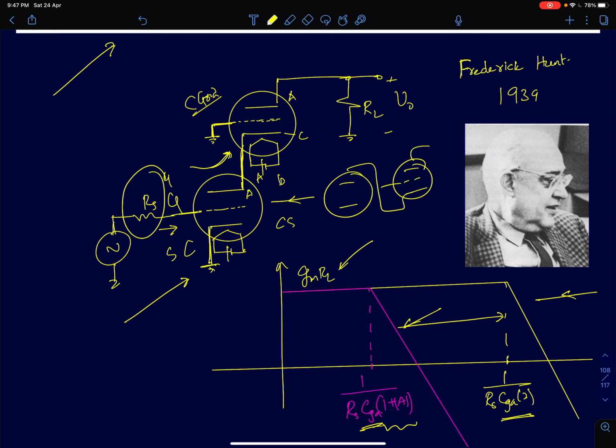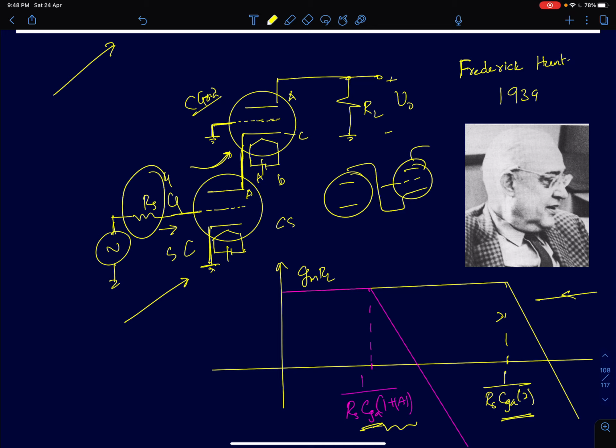It offered a high bandwidth, there was no secondary emission of electrons, and it was also less noisy than a pentode. So that was the history of cascode amplifiers. In the next lecture, I'll try to argue from a circuit point of view how one can arrive at a cascode structure starting from a common source amplifier.